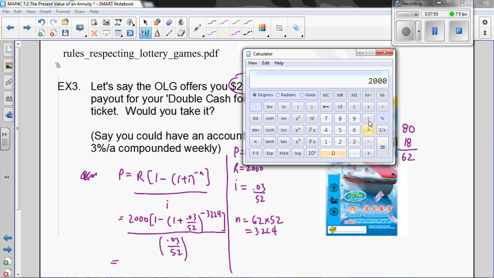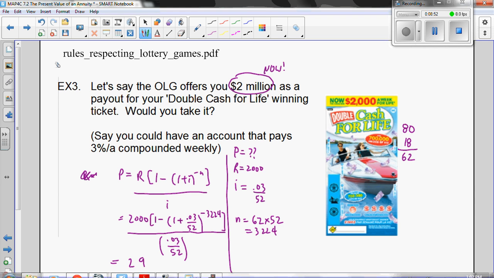2,000 times first bracket 1 minus bracket 1 plus 0.03 divided by 52, and that's this end bracket, to the exponent 3224, make that negative, end bracket, divided by start bracket 0.03 divided by 52, end bracket. This is kind of exciting. 2,929,712. How much money is that? That's almost $3 million.